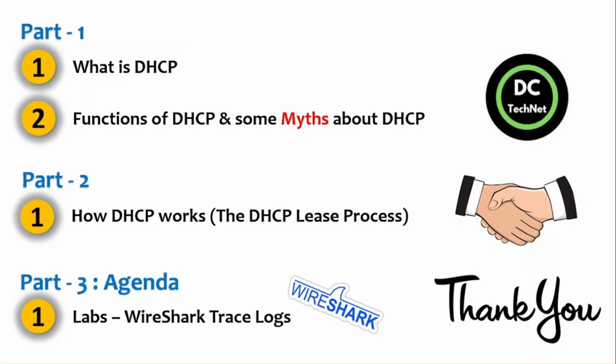So let us summarize what we have seen in all the three parts. In part 1, we have seen what is DHCP, and we have seen some functions of DHCP and some of the myths about DHCP. In part 2, we have seen how DHCP works and the DORA process in detail. And in today's part, we ran some Wireshark traces and we filtered out our DHCP traffic, and we practically saw how the DORA process works at the back.